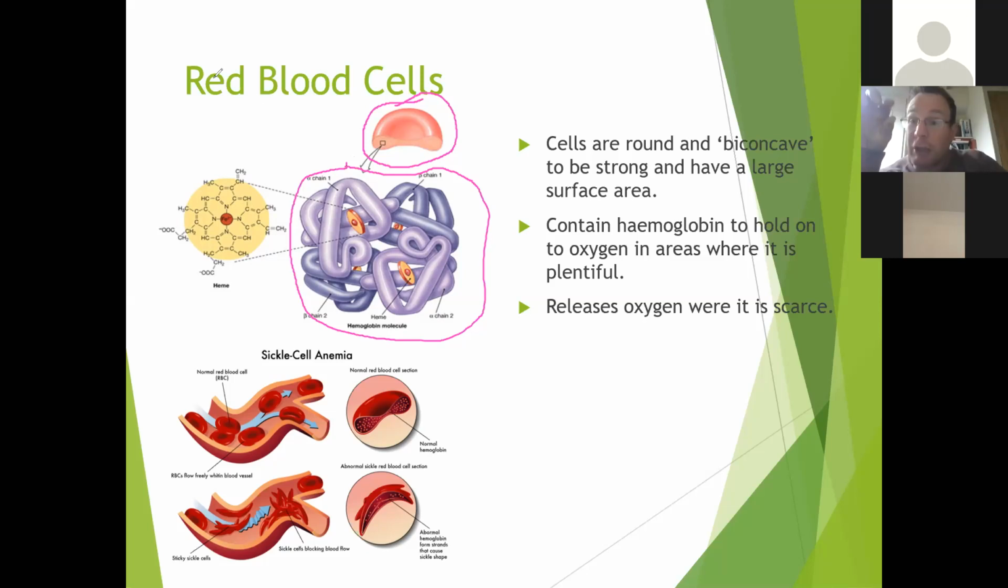So that red blood cell shape is really important. It means the blood cells are able to squeeze through blood vessels, and it means they're able to get bashed about, and they last generally about 90 to 120 days.